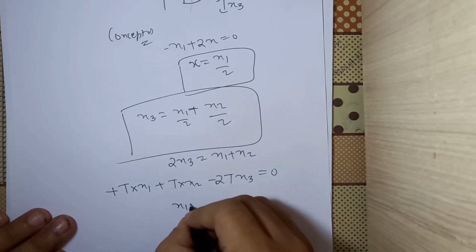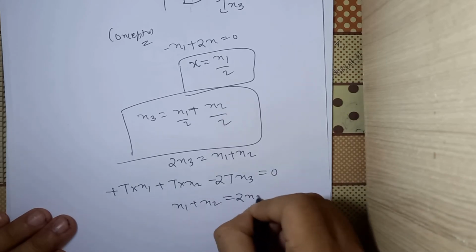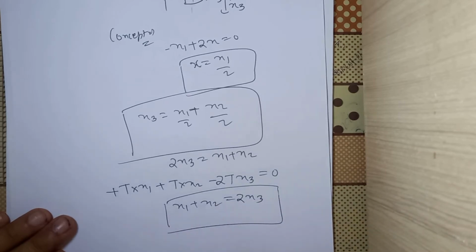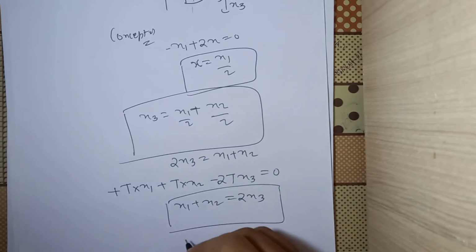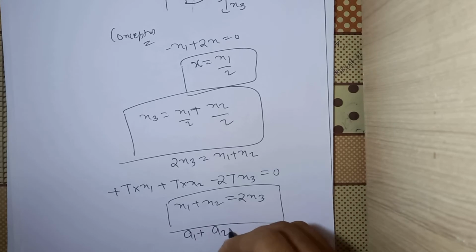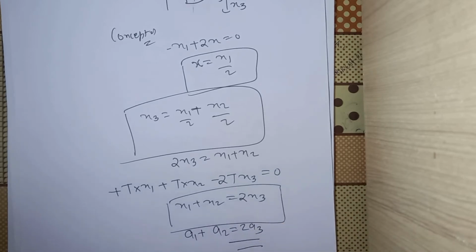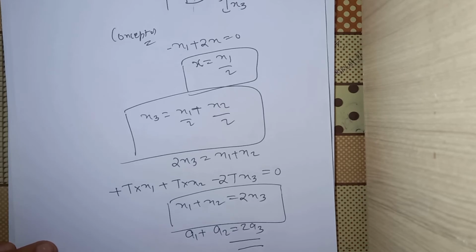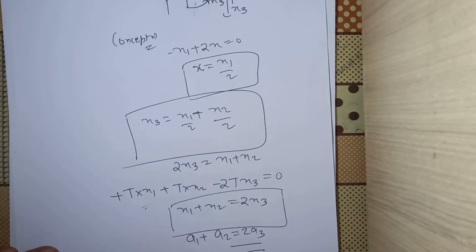So you will write x1 plus x2 is equal to 2x3. This is the equation that you are getting, which you can differentiate 2 times to get a1 plus a2 equal to 2a3. I would strongly recommend to follow the concepts, but in exams or for practice also, you can try to directly get this result from this shortcut. Okay, so let us move on to the next question.